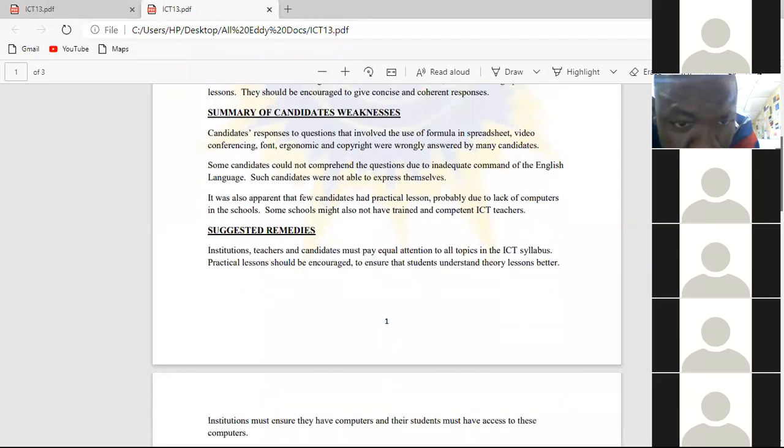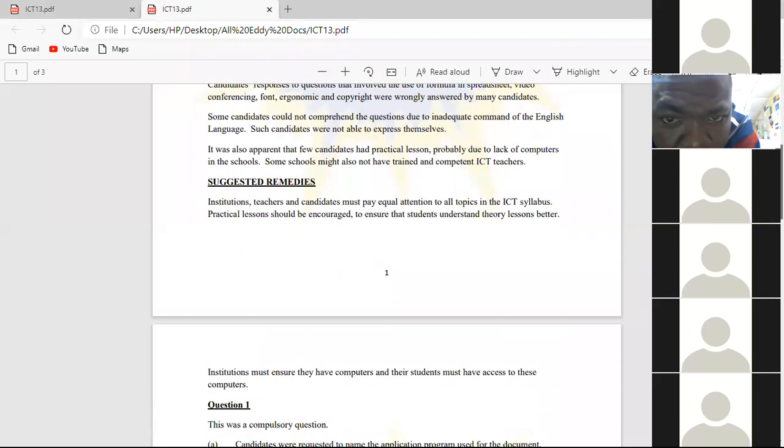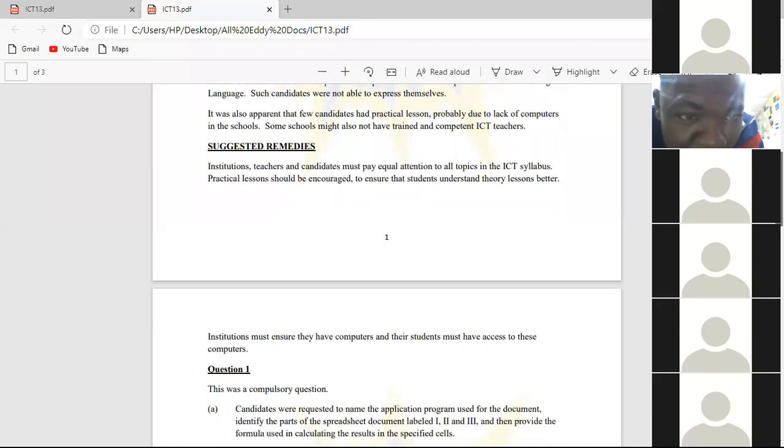Few candidates had practical lessons, probably due to lack of computers in the schools. Some schools might also not have trained and competent ICT teachers. Okay, all right. So we are not part of them. Let's continue.